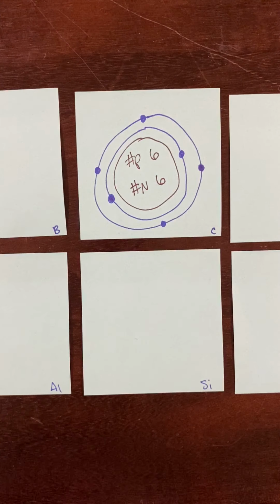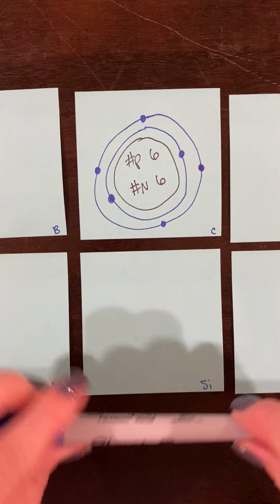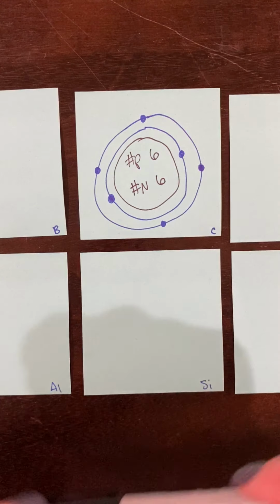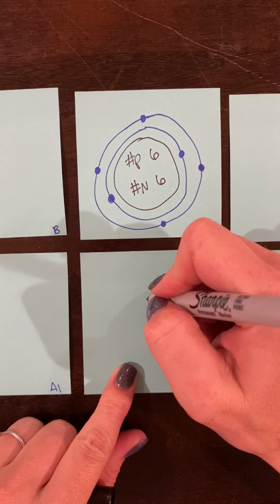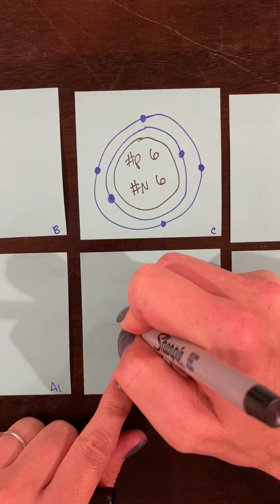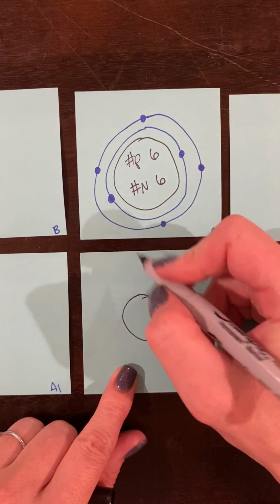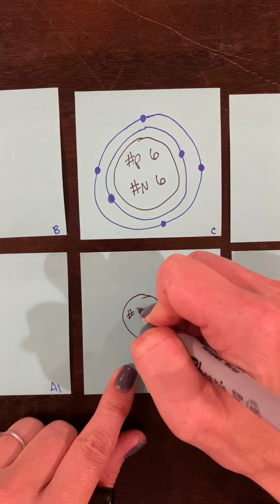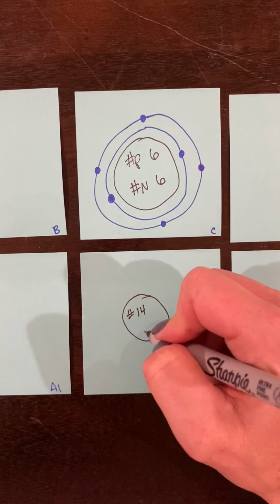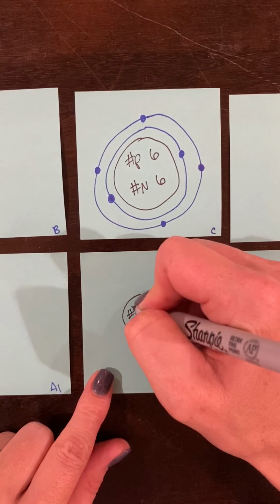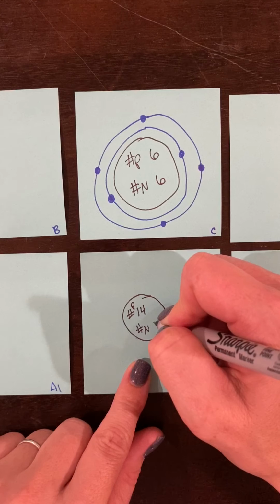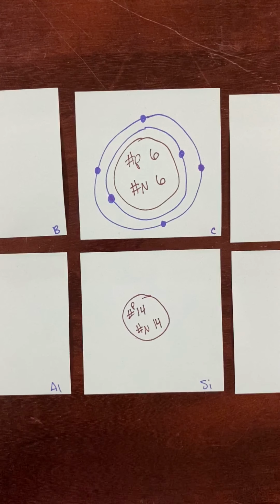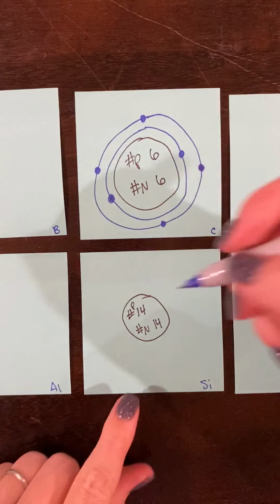I'm going to draw for you silicon. Silicon is in our 3rd horizontal row, and it's going to get 3 electron shells. So I've got my nucleus for silicon. My number of protons is 14. My mass is 28, so my number of neutrons is also going to be 14. And since I want a neutral atom, my number of electrons also needs to be 14.